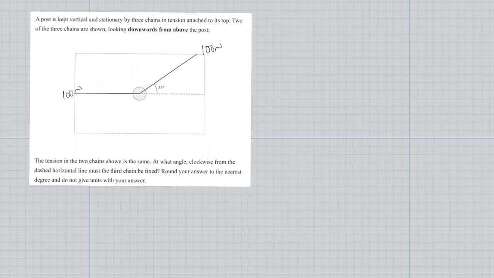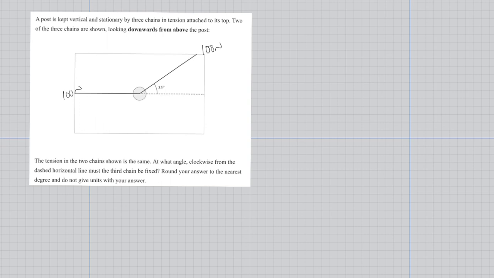All right, so looking at this question, it says a post is kept vertical stationary by 3 chains attached in tension to the top. 2 of the 3 chains are shown. The tension in the 2 chains shown is the same. At what angle clockwise from the dashed line must the 3rd chain be fixed? Round your answer to the nearest degree.